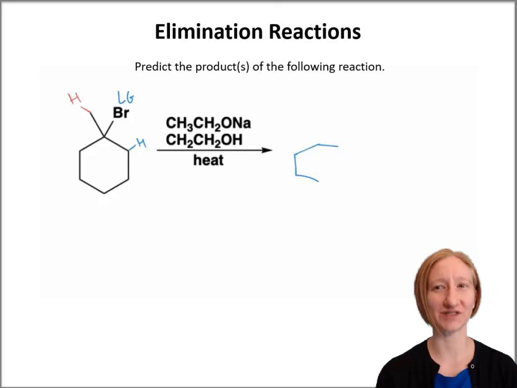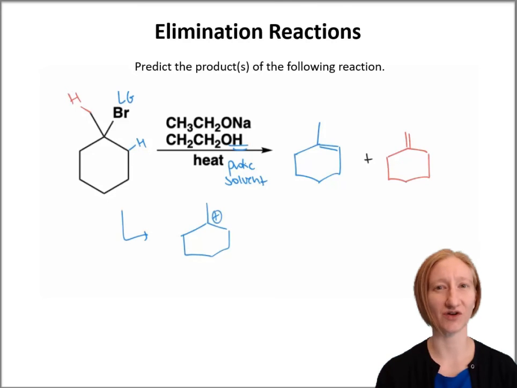Here we have two different hydrogens that could be deprotonated. But looking at our reaction conditions, we have a tertiary alkyl halide, which is prone to forming the carbocation. And the reaction is run in a polar protic solvent. So this reaction will favor an E1 pathway. The E1 pathway proceeds through the carbocation intermediate and will form the more substituted product in preference over the less substituted product.